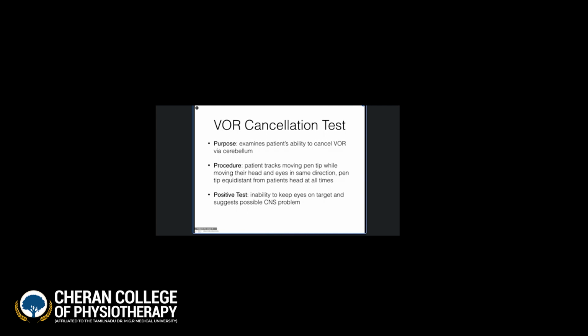VOR cancellation test. The reason we perform this test is to check the patient's ability to cancel via the cerebellum. A patient who is unable to keep on target suggests a possible CNS problem. You keep the pen here, take it all over there, and then bring it back here. They have to look at the pen and follow it. I will show you the video after this, okay?